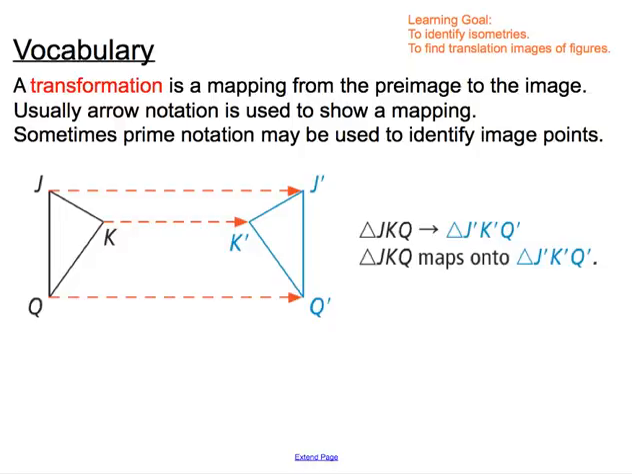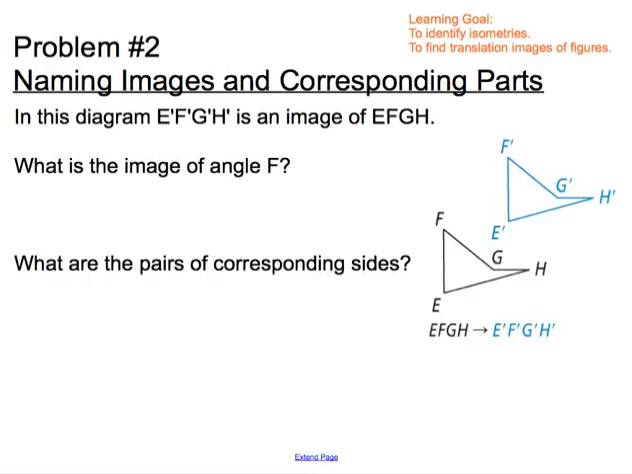A transformation is in fact a mapping from the pre-image to the image. And usually we use this arrow notation to identify a mapping. A little bit of new notation here. Sometimes prime notation may be used to identify image points. And so we read this as triangle JKQ is mapped to triangle J prime, K prime, Q prime.